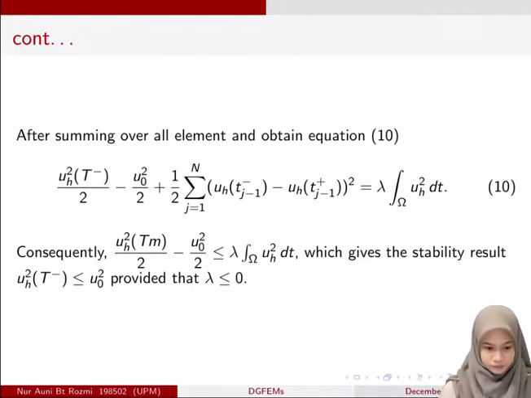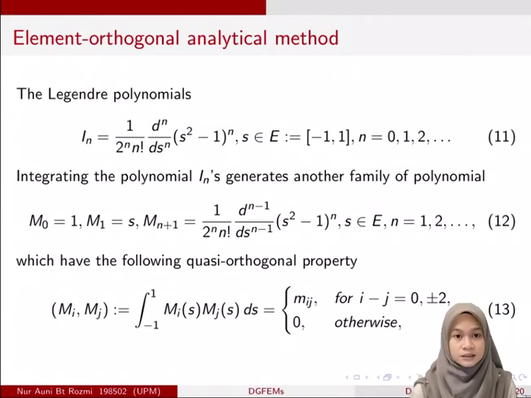Consequently, the norm of u squared at tm over 2 minus the norm of u squared at 0 over 2 is less than lambda times the integral over omega of u squared h dt, which gives the stability result, provided that lambda is less than 0. Next is the third method proposed in this paper, which is the element orthogonal analytical method.